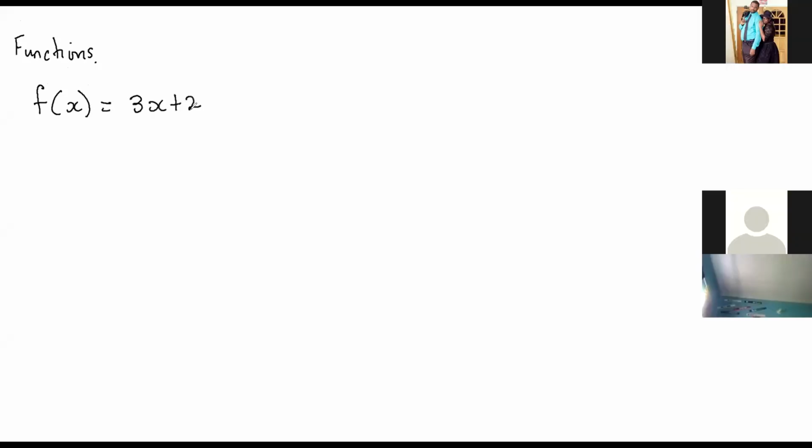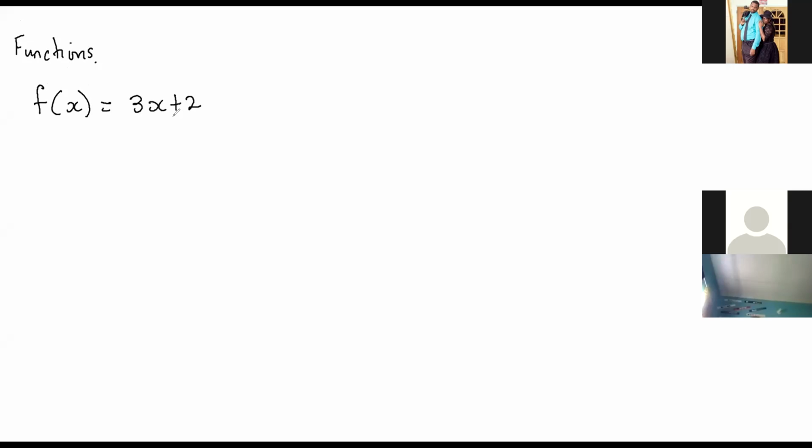So today, ladies and gentlemen, we're continuing with functions. We would have met functions in our last class, and we would have shown that a function has a name, a variable associated with it, and then there is the actual function itself.